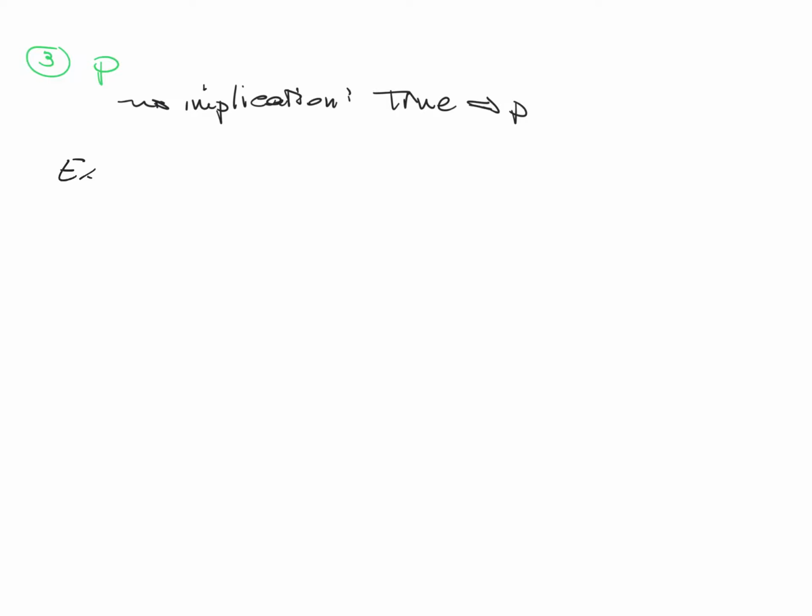Let's take an example. So this is the sixth example. Here we have a statement: the square root of 2 is an irrational number. So this is just a statement. It just says square root of 2 is irrational. There is no implication or equivalence, just a statement and nothing else.